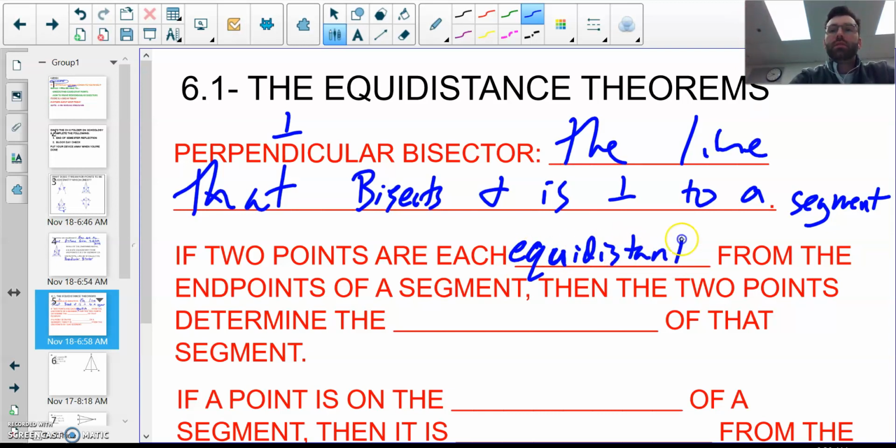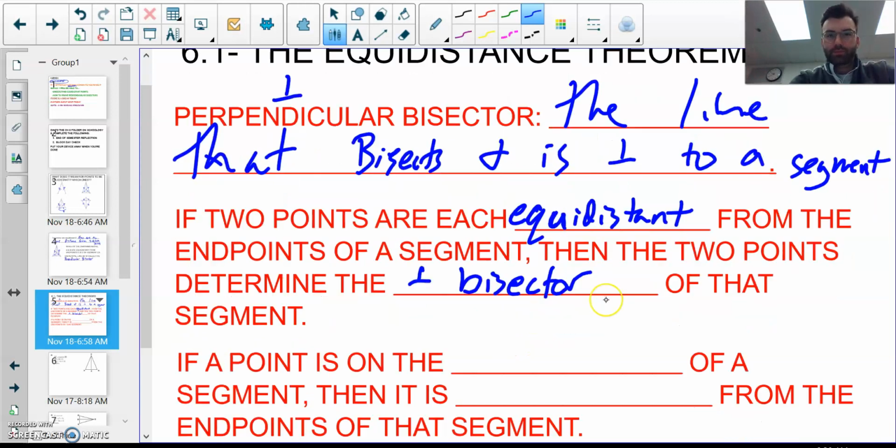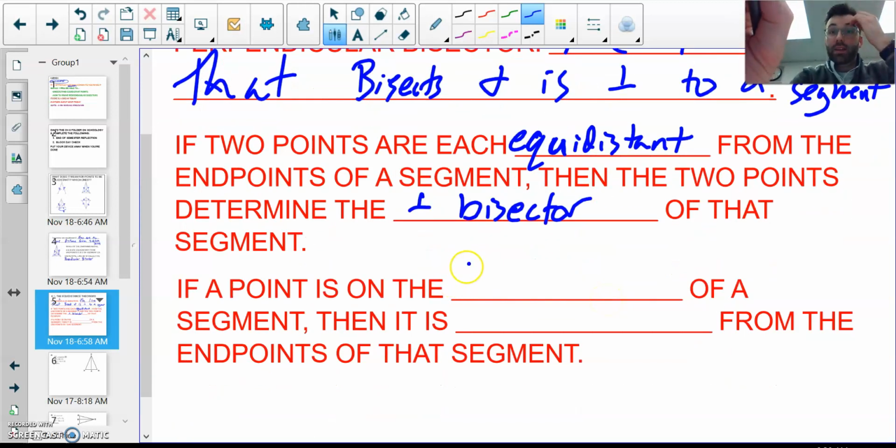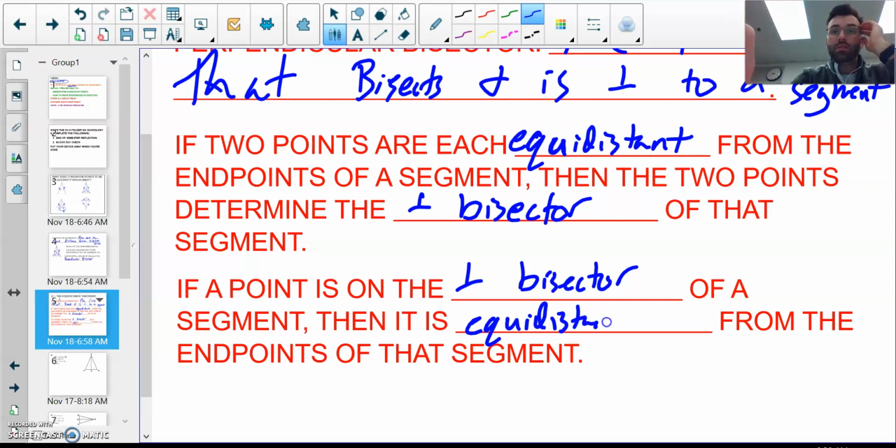Equidistant from the endpoints of a segment, then the 2 points determine the perpendicular bisector of that segment. Okay, and we can talk about the converse too. If a point is on the perpendicular bisector of a segment, then it is equidistant from the endpoints of that segment.